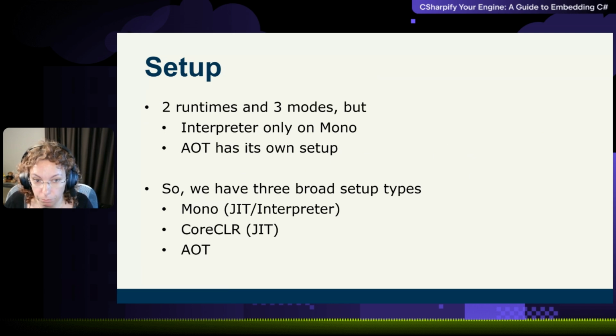Because we have all of these combinations of setups, we mostly have three broad setup types. AOT is not a runtime, but for the purposes of this, because the tooling is so different, it kind of is. The initialization of the AOT mode is just so different that you can almost think of it as a different runtime to initialize. So we've got Mono, and it doesn't really matter which mode, it's just a flag to tell it which mode you want, Core CLR, or AOT.